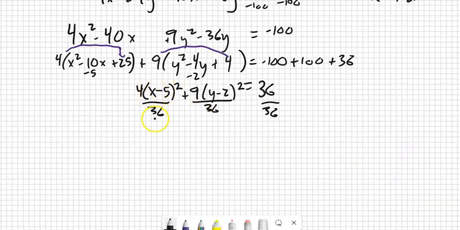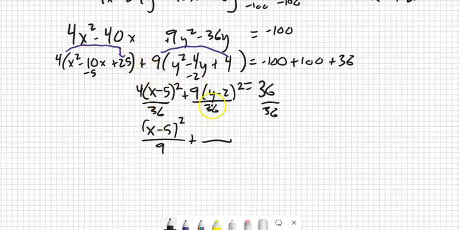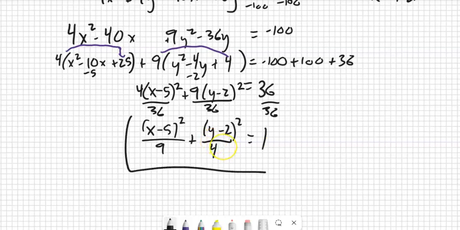And I've got 4 over 36, that leaves me a 9. x minus 5 squared over 9, plus 9 over 36, that leaves me a 4 in the denominator, equals 1. Now it's in my graphing form, where I know the center, I know the offset in the x direction, offset in the y direction, and I can get the foci from there as well.